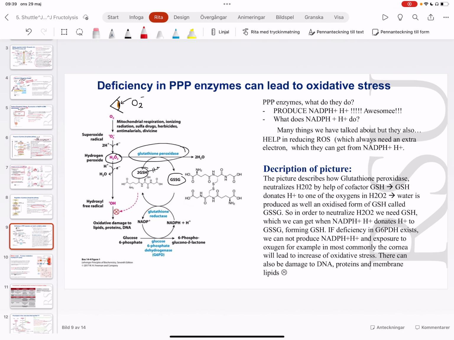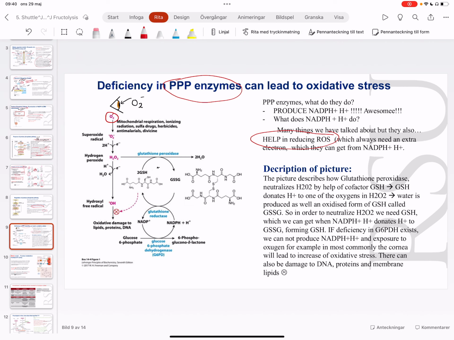Okay, deficiency in the PPP enzymes can lead to oxidative stress. So the enzymes of the pathway produce NADPH plus H+. And NADPH plus H+, like I said before, is important for fatty acid synthesis and many other things, but it also helps in reducing reactive oxygen species. So let's take a look at this.